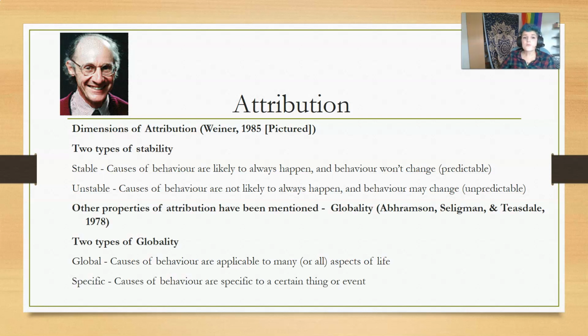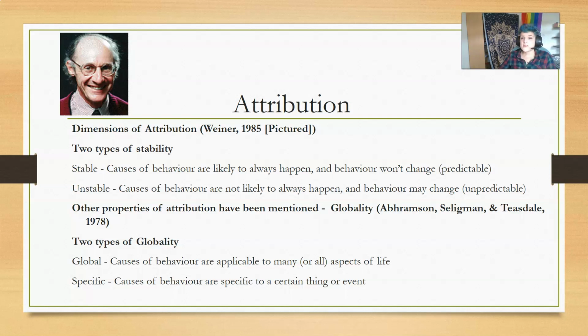There was one other property of attribution that's been mentioned, but this wasn't by Weiner. This was by Abramson, Seligman and Teasdale in 1978, and they discussed globality as a dimension of attribution. So, causes of behaviour could be global, meaning that they apply to all aspects of life, or they could be specific, meaning that they only apply to a certain thing or event.